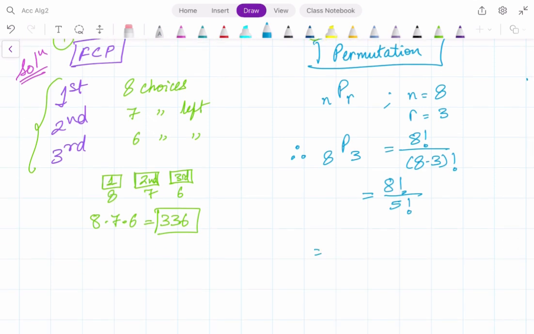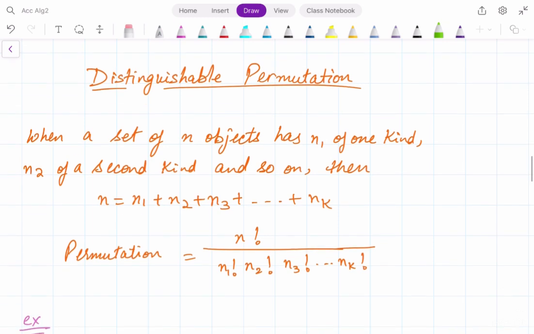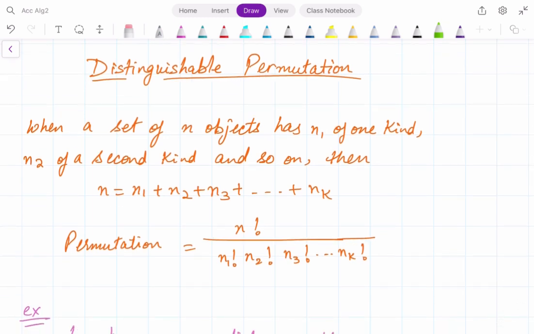Now 8 factorial contains a 5 factorial. So I can rewrite 8 factorial as 5 factorial times 6 times 7 times 8. Why are we writing it this way? So that I can cancel out 5 factorial from the denominator. And that will result in the same equation that we got for the fundamental counting principle. So whatever approach we apply, the answer will remain the same. In some of the questions, they will ask you to use only the fundamental counting principle or permutation.